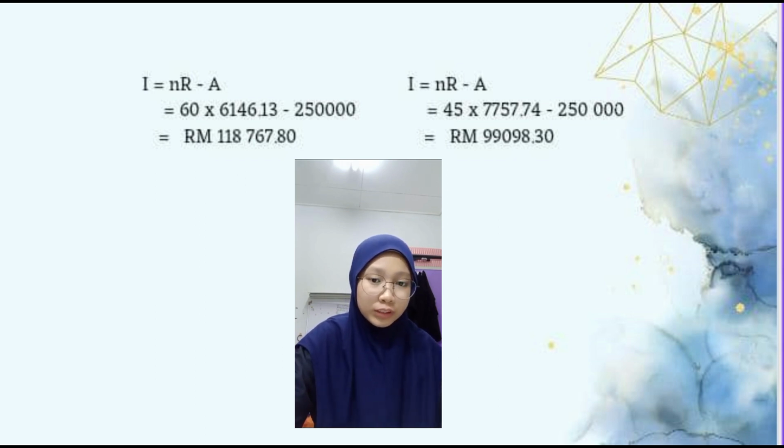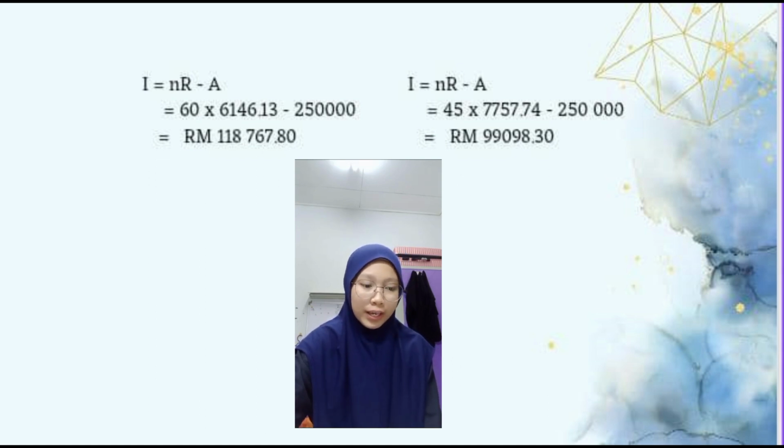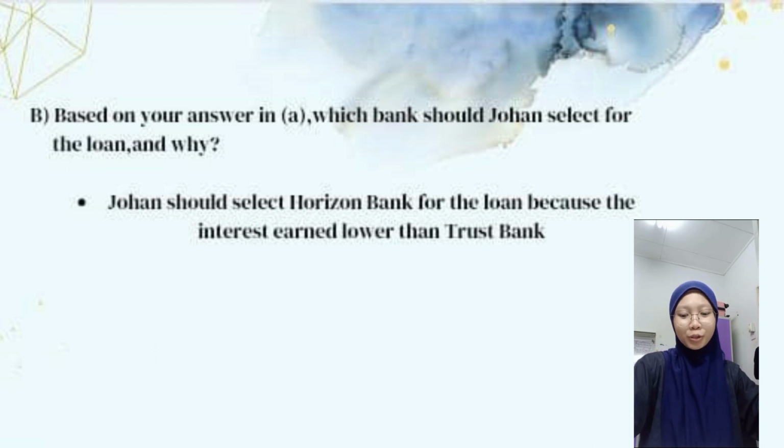For the interest charge, the formula is I equals NR minus A. So this N, which is 45, multiplied by 7757.74, minus 250,000. How to get 45, which is 15 multiplied by 3 to get 45. So the answer is 99098.30 ringgit.